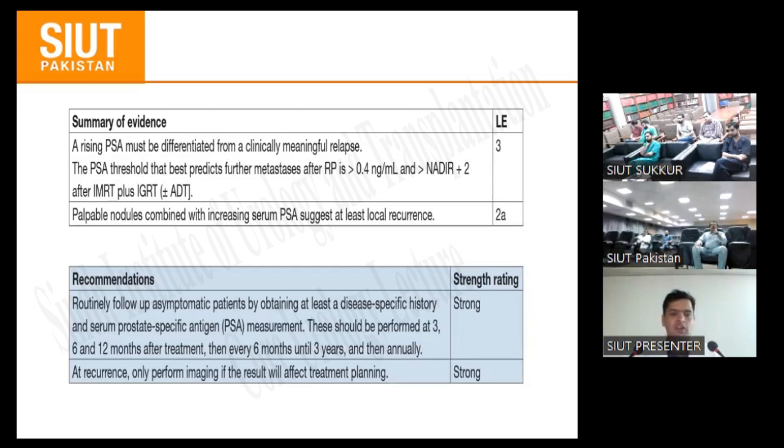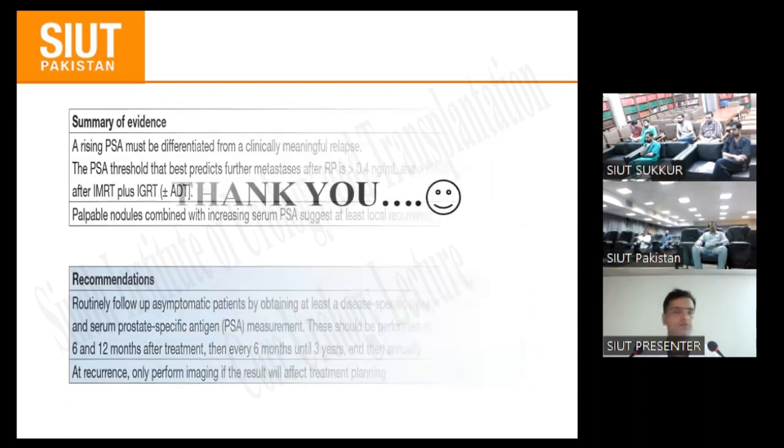Recommendations. Routinely follow up asymptomatic patients by obtaining at least a disease specific history and serum prostate specific antigen measurement. These should be performed at 3, 6, and 12 months after treatment, then every 6 months until 3 years, and then annually. At recurrence, only perform imaging if the result will affect treatment planning.